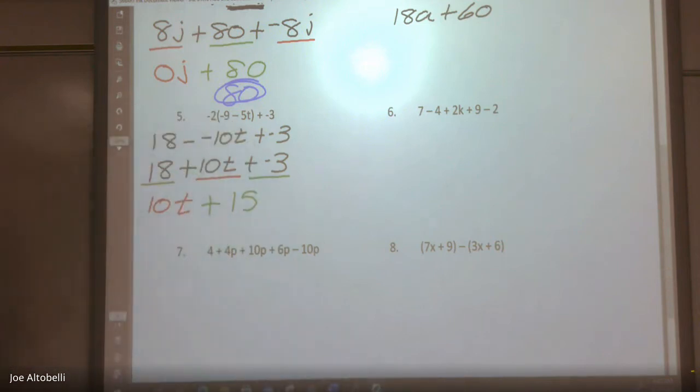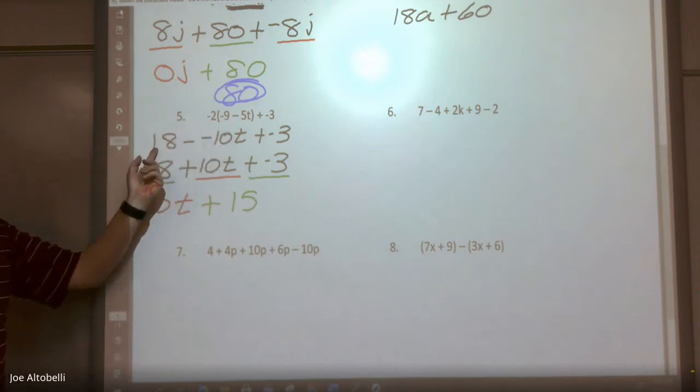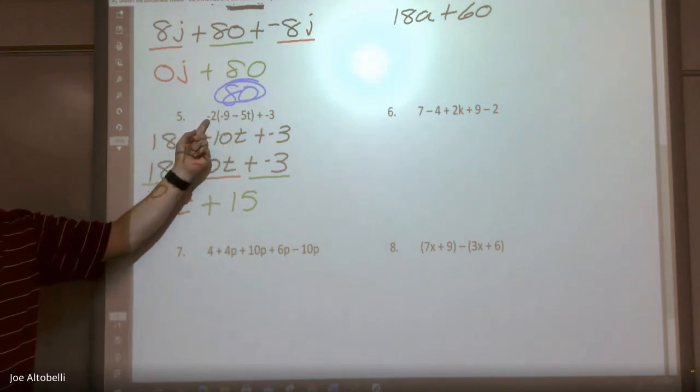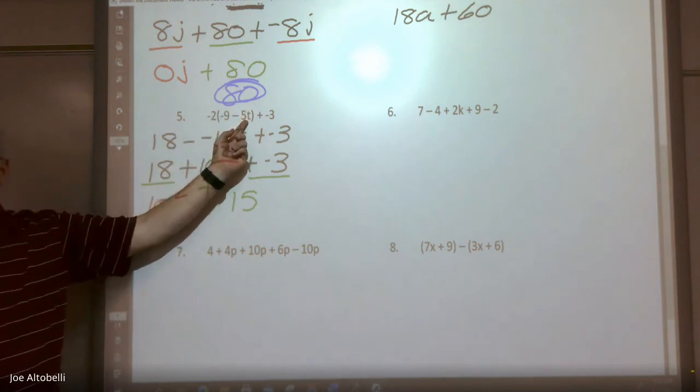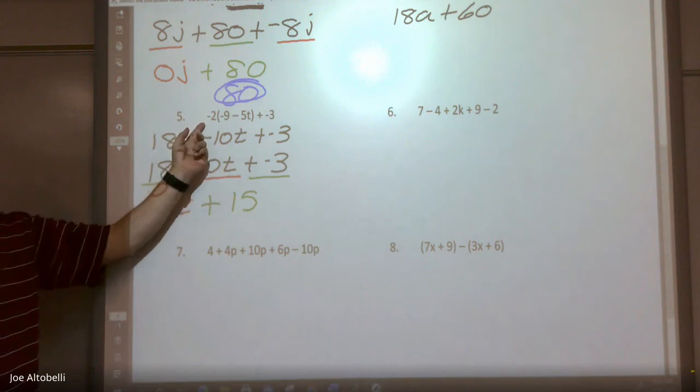All right. If you did not get 10t plus 15, please pay attention. Okay, please follow along. So we're going to go -2 times the -9, positive 18. Subtracting, and then you have to go the -2 times the 5t. Remember, we have distributive property. I've got to take that number out front times both.